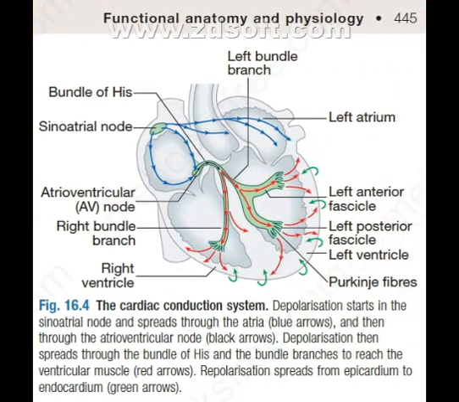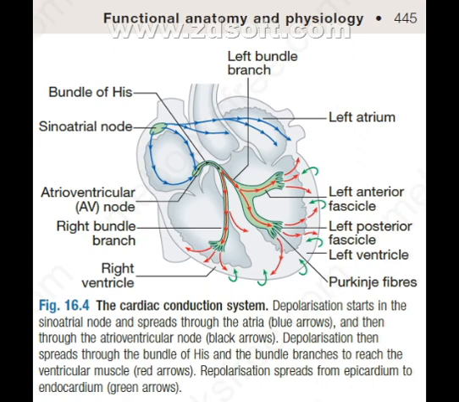Here is the cardiac conduction system. Depolarization starts in the sinoatrial node and spreads through the atria, the blue arrows, and then through the atrioventricular node, black arrows. Depolarization then spreads through the bundle of His and the bundle branches to reach the ventricular muscle, red arrows. Repolarization spreads from epicardium to endocardium, green arrows.